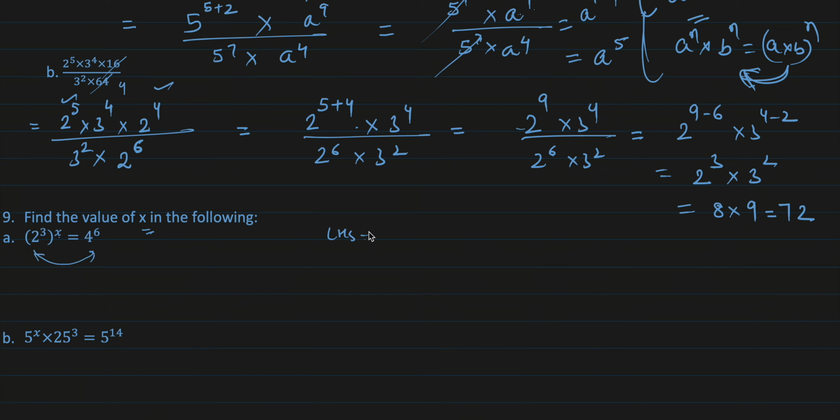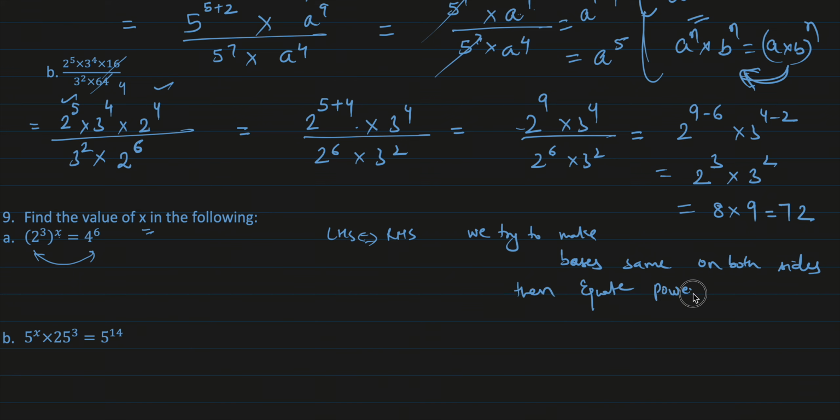So in LHS and RHS, what do? We try to make bases same on both sides. Okay, so when we do that, as the base is same on both the sides, what we do? We can equate powers. We equate the powers, because if the base is same on both sides, then their powers will be same. Okay, so let's do that.